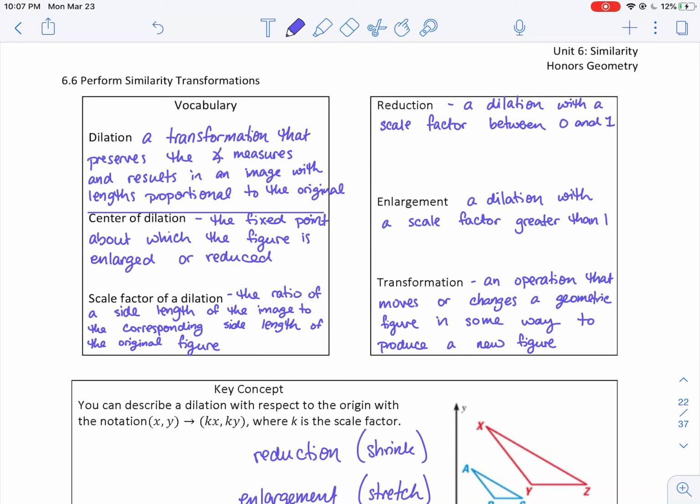And then a transformation, instead of changing the shape of the figure, takes the figure and moves it in a certain direction: up, down, left, right, horizontally, vertically, and so on.